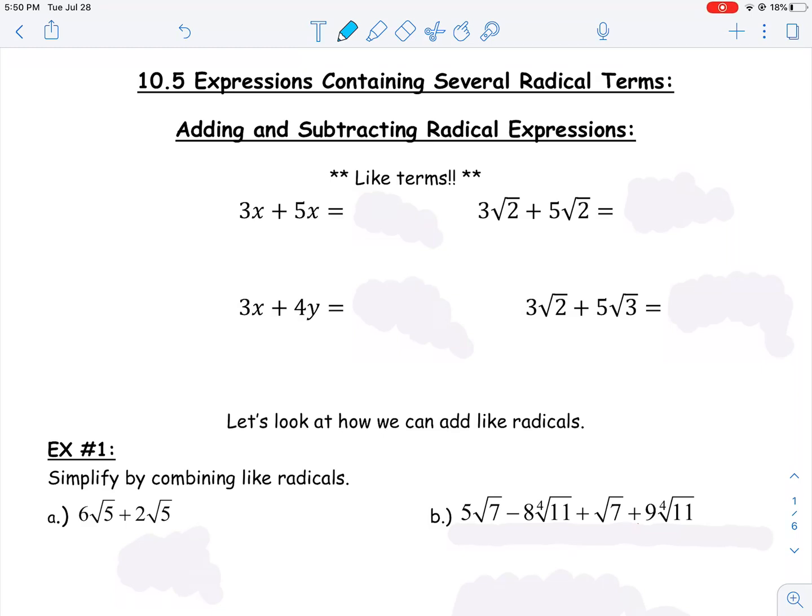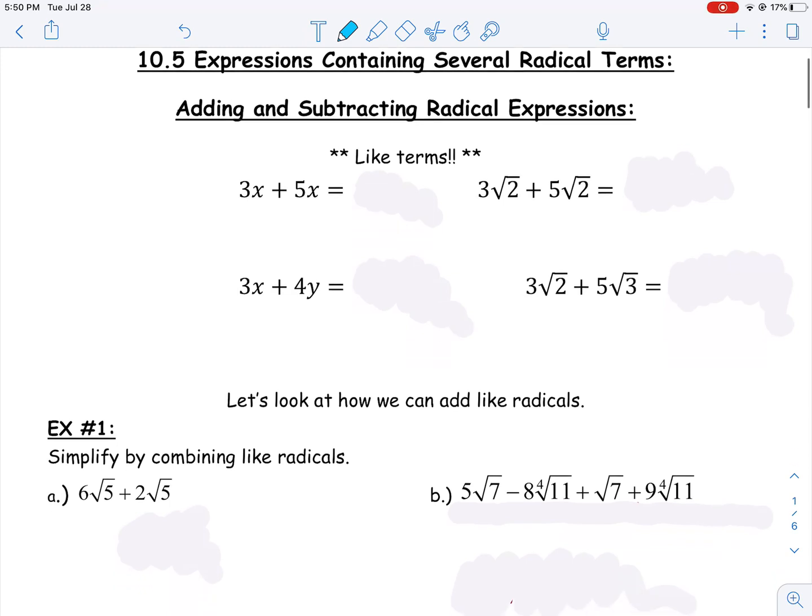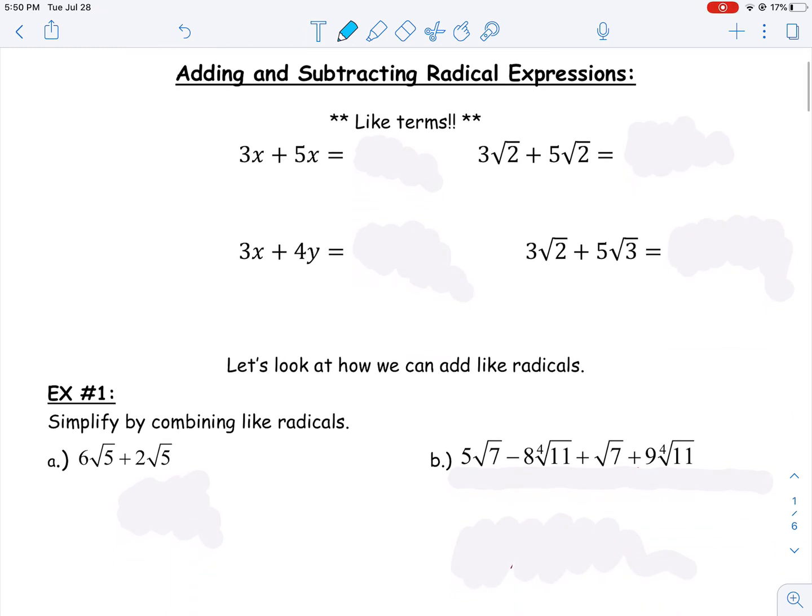Right, in chapter 10 so far, we've talked a lot about radicals. We've talked about simplifying radicals, multiplying radicals, dividing radicals, and even changing rational exponents into radicals. Now let's talk a little bit more about operations with radicals, maybe adding or subtracting, a little bit more multiplying and dividing, other types of things with radicals. What we're going to start with in 10.5 is adding and subtracting radicals.